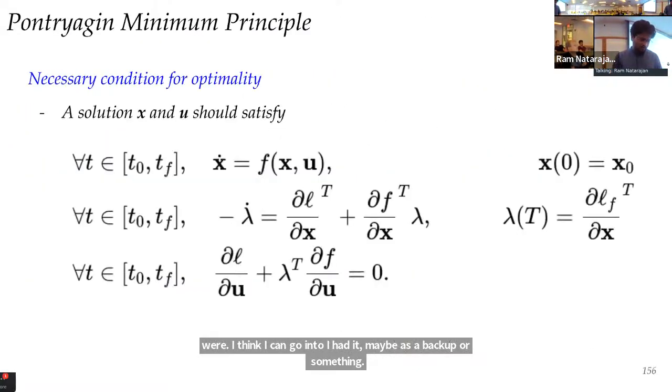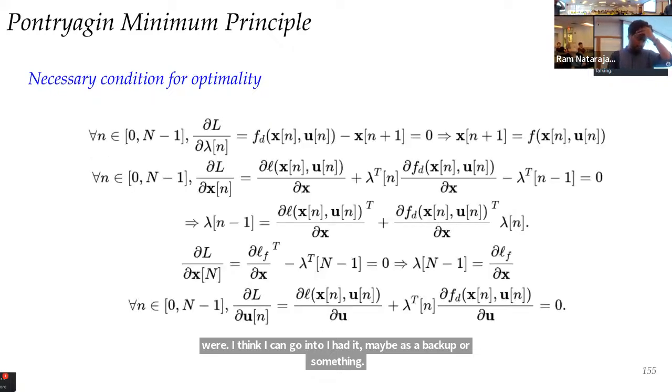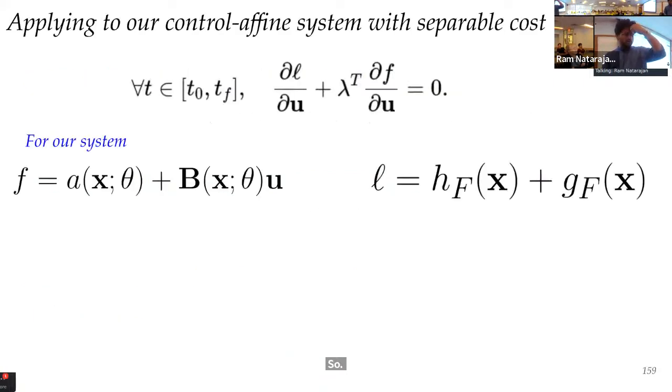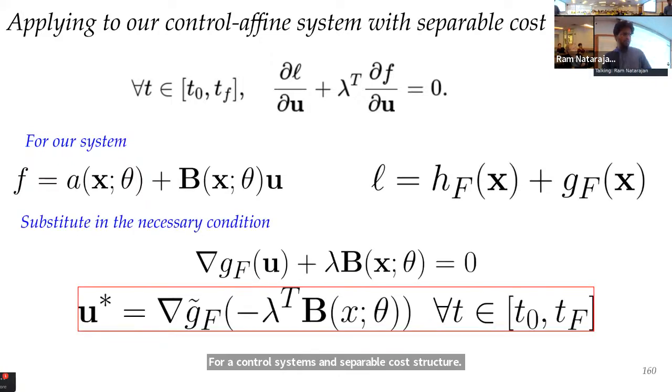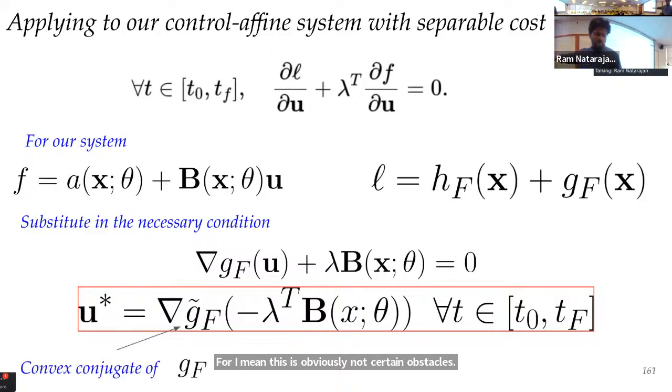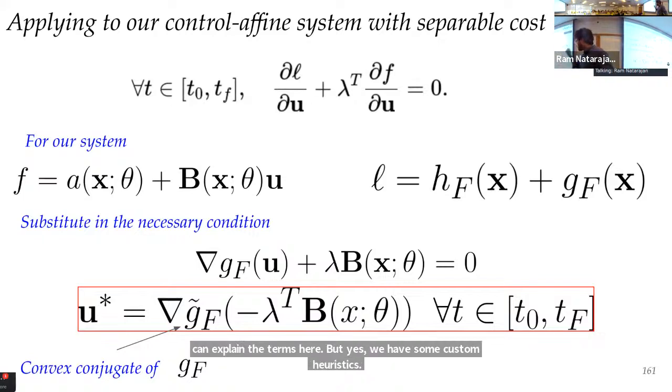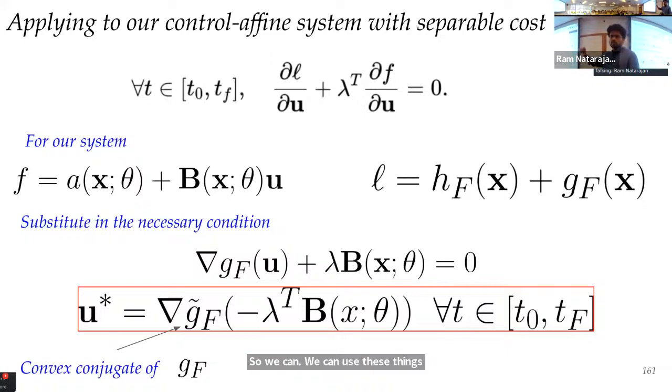So for control affine systems and separable cost structure, we can compute a necessary condition, though this is obviously not considering obstacles. I can explain the terms here, but we have some custom heuristics. These are lower bounds on the solution cost, at least in terms of the action cost, so we can use these for computing heuristics. But is that the question?